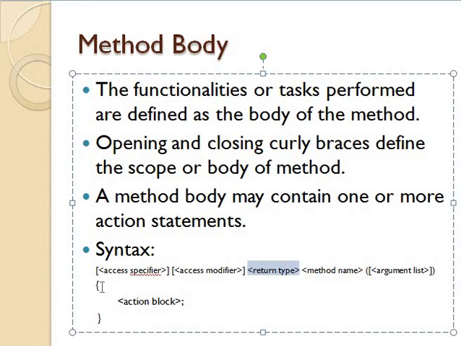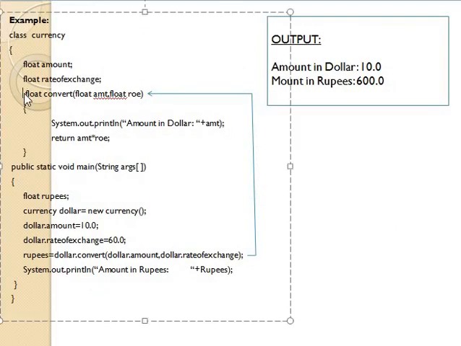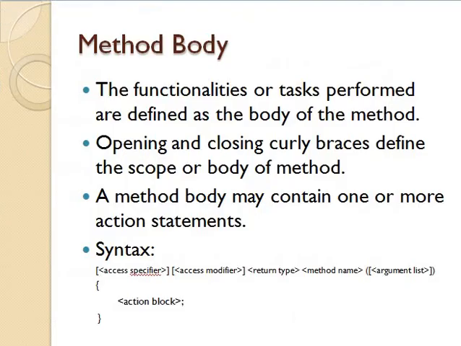Then see this opening curly brace and the closing curly brace specifies the scope of this method, and inside this body or the scope of this method you can have a block of action statements. So this is basically the syntax of declaring a method, and every method that you declare along with its body will follow this syntax.